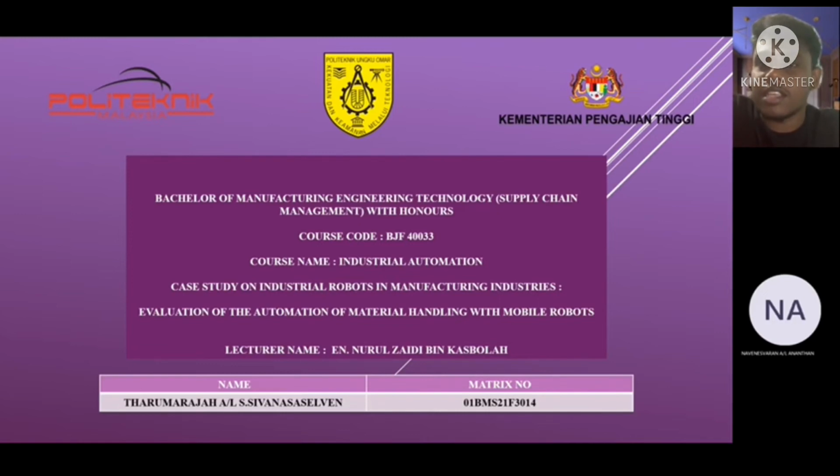Today, I will be discussing a case study on industrial robots in the manufacturing industry. The title is Evaluation of the Automation of Material Handling with Mobile Robots.